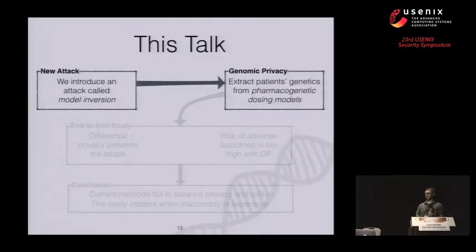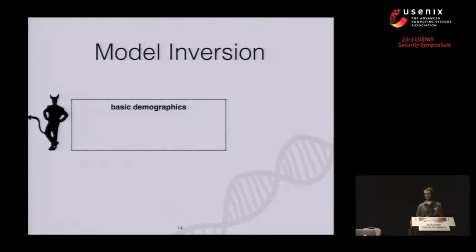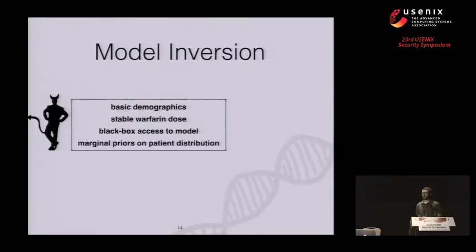Okay, so now let's see how this attack actually works and how we apply that to violating genomic privacy. So in model inversion, we're looking at a situation where an adversary has some specific information about one particular individual. So we assume they have their basic demographics, their stable dosage of warfarin, and we also give the adversary black box access to the pharmacogenetic model in question here, so they can pose input-output sorts of queries to it. We also assume that the adversary has marginal priors on the distribution from which this patient was drawn and over which the model was trained.